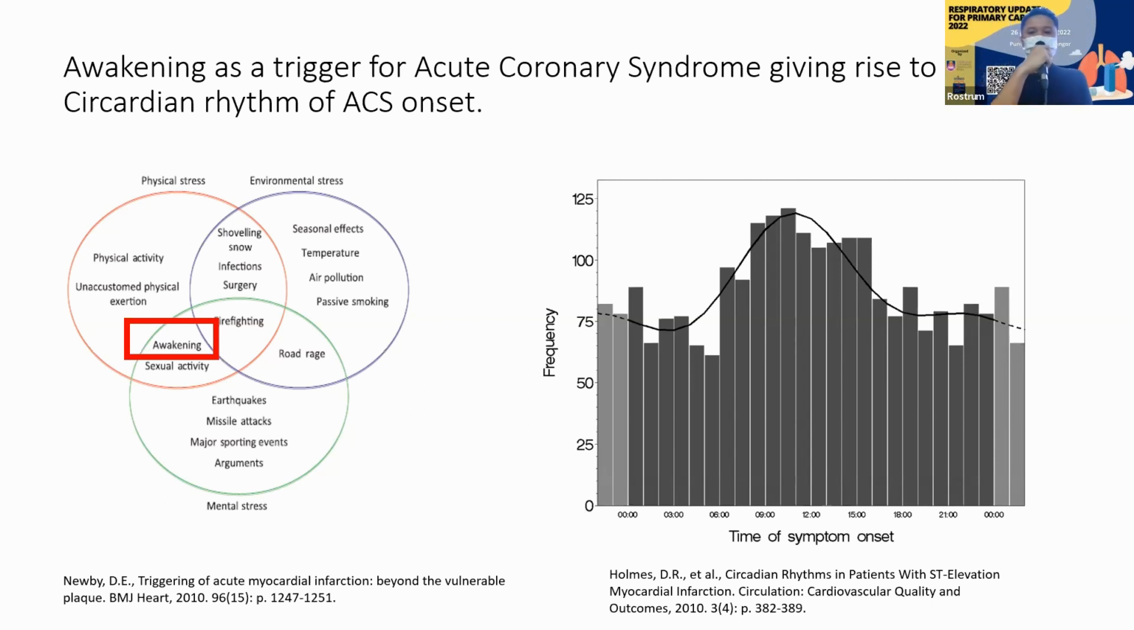The normal physiological response associated with awakening from sleep, when there is a sudden surge of sympathetic nerve activity, can also trigger acute coronary syndrome. This gives rise to a circadian rhythm pattern of acute coronary syndrome, when most ACS onset occurs at about 6 to 9 a.m. So that's where most MI occur, during the early part of the morning.